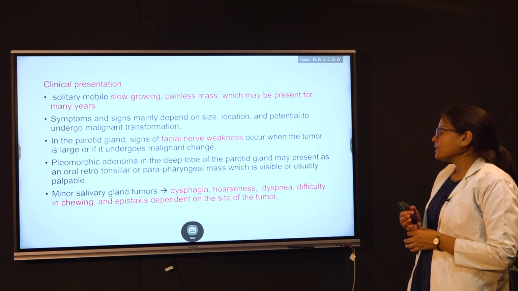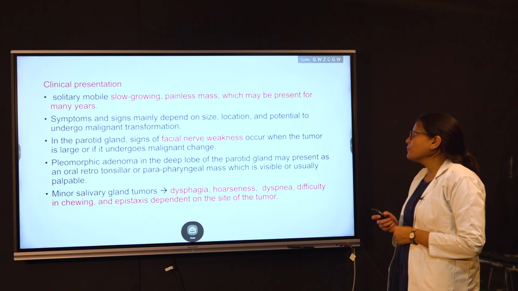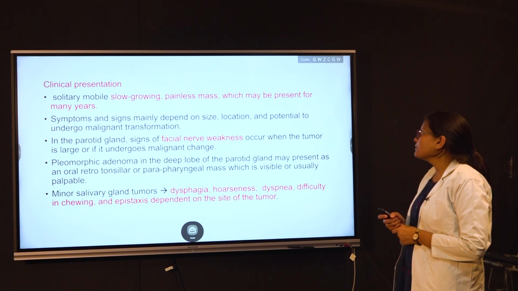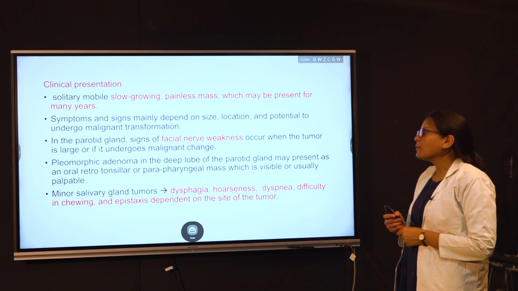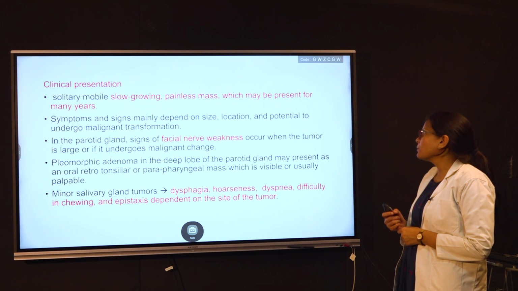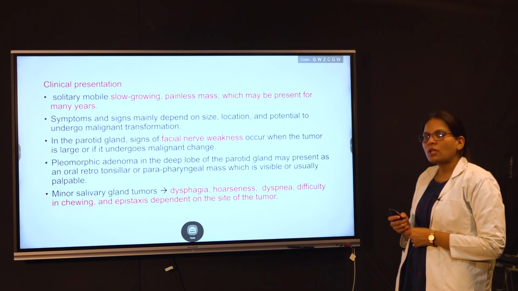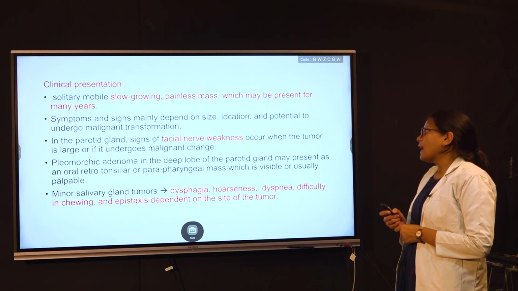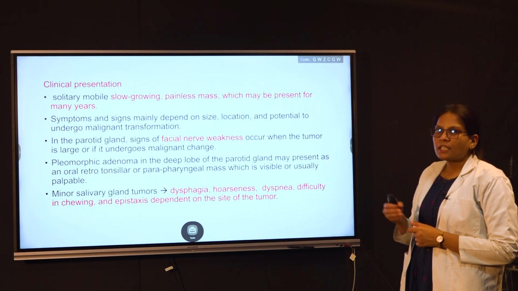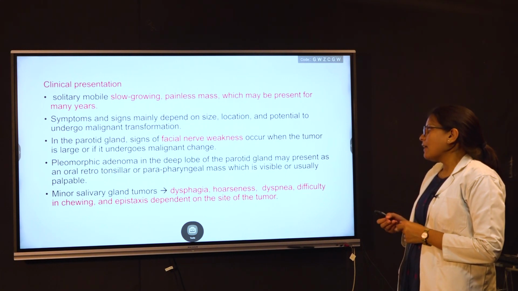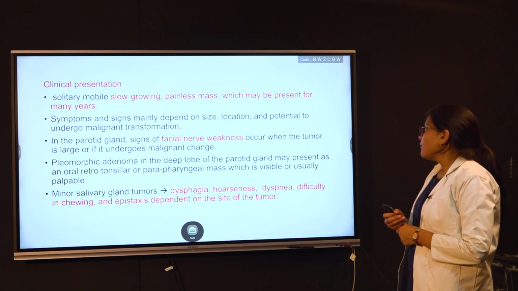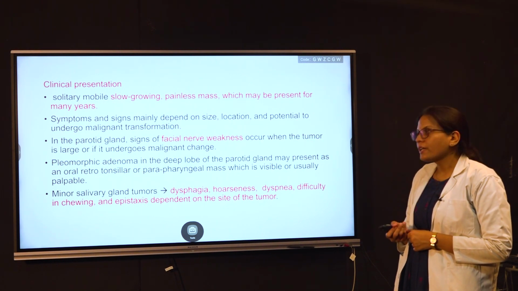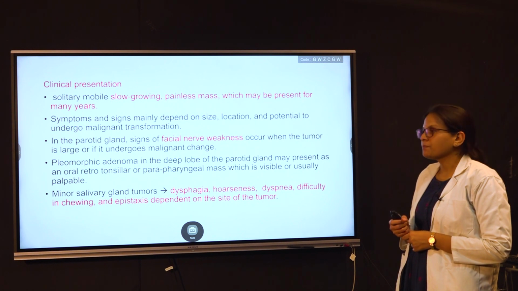On clinical presentation, it is seen as a solitary, mobile, slow growing, painless mass which may be present for many years. The symptoms and signs usually depend upon the size of the tumor, anatomical location, and its potential to undergo malignant transformation. And since we know that the facial nerve traverses the parotid gland, when the tumor is involving the parotid gland, there can be signs of facial nerve weakness when the tumor is large or if it is undergoing a malignant transformation.